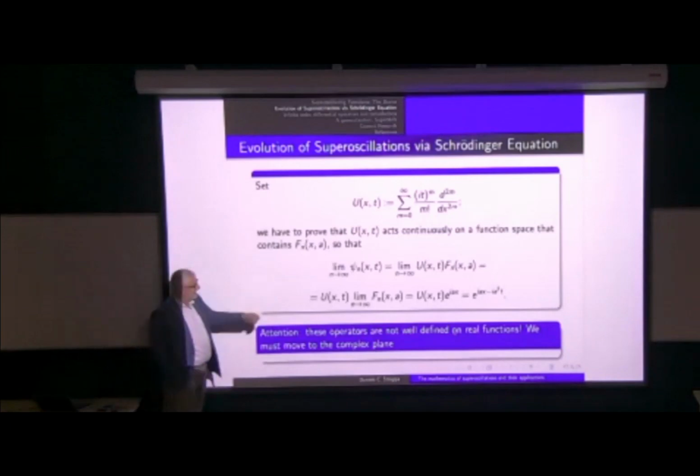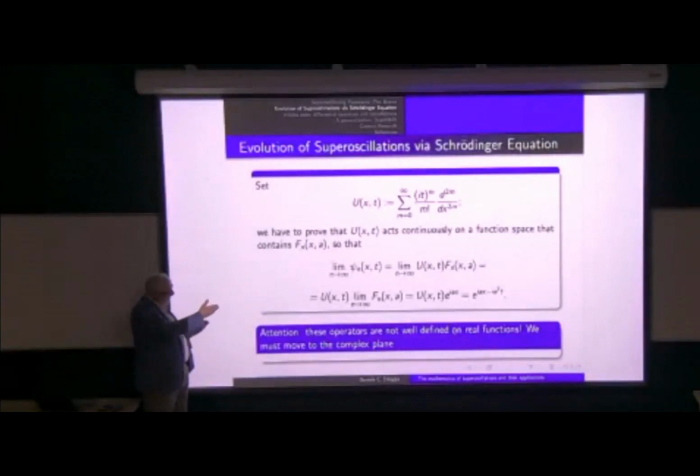So what I'd like to calculate is the limit of the psi n. But the psi n are nothing but the operator U applied to Fn. And so if I can interchange the limit and the operator, I get U of the limit of the Fn, but the limit of the Fn is the exponential, e to the i a x, because that's how we started. And when I apply U to that exponential, I get e to the i a x minus i a squared.